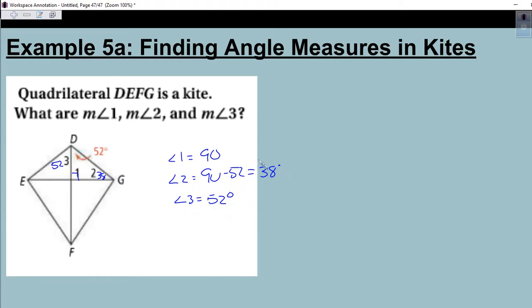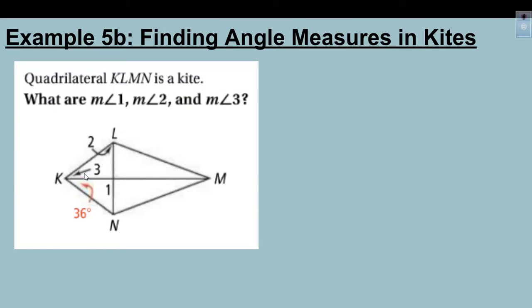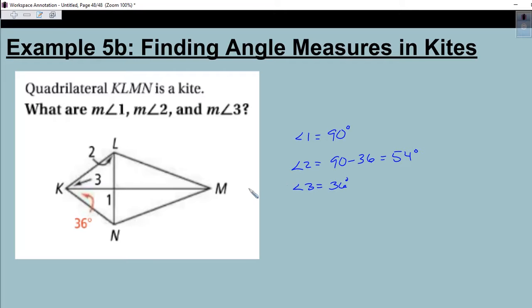So you guys try the next one. Find the measures of angles 1, 2, and 3. All right, so angle 1 once again is a right angle. Angle 2, we do 90 minus 54, because we knew that angle 3 has to be 36 as well because this longer diagonal bisects this in 2 congruent halves. And angle 2 here would be found by doing 90 minus 36 to get 54.